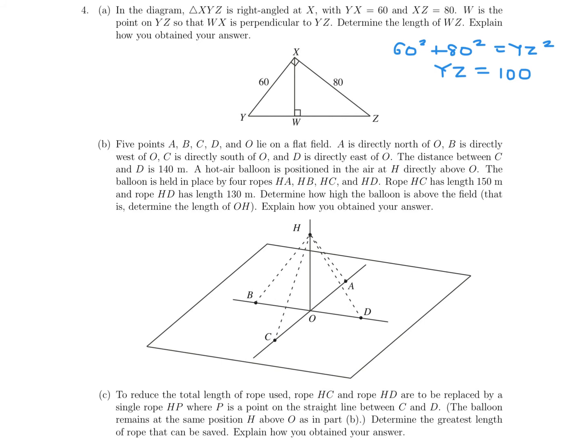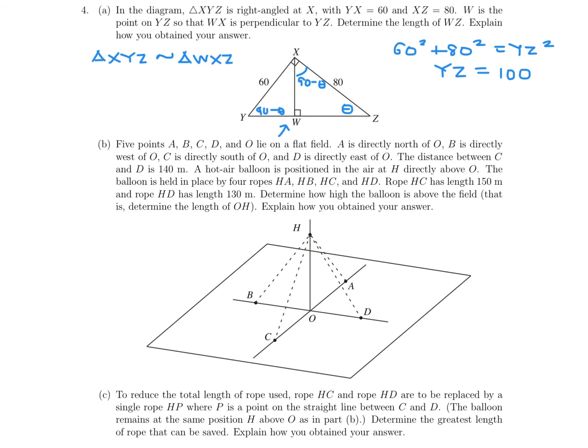Let's label some angles first. If this is theta, and that's 90 degrees at X, then this angle would be 90 minus theta. Similarly, since the angle right here is 90, this angle in here would be 90 minus theta. So there you go, you've got a similar triangle situation: triangle XYZ is similar to triangle WXZ.